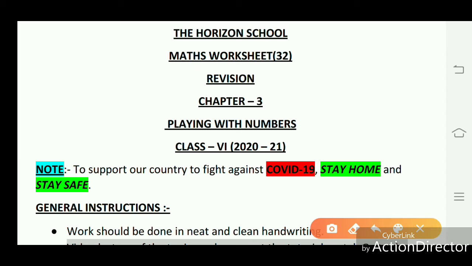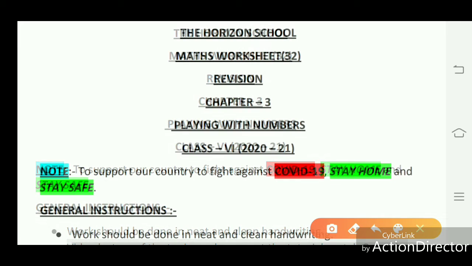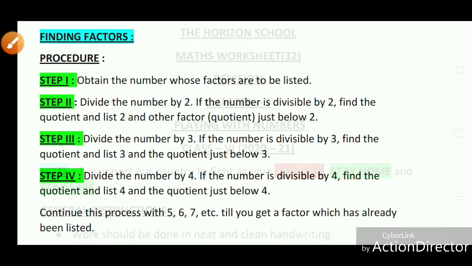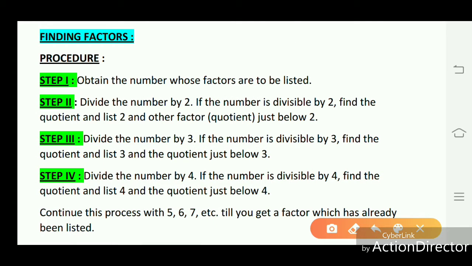This is a revision worksheet of chapter number 3, Playing with Numbers. Dear students, here we will learn about and revise factors, multiples, and prime and composite numbers.